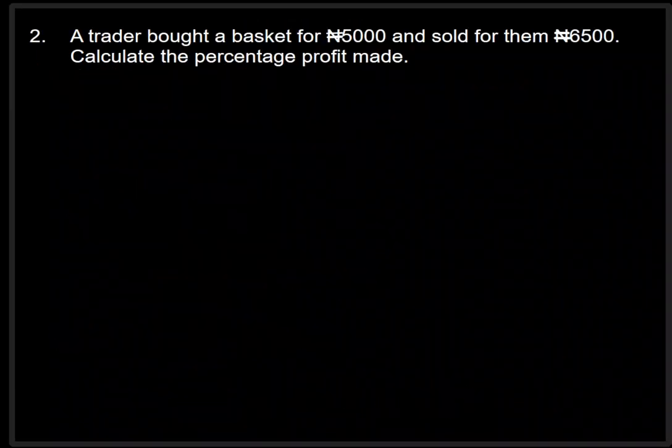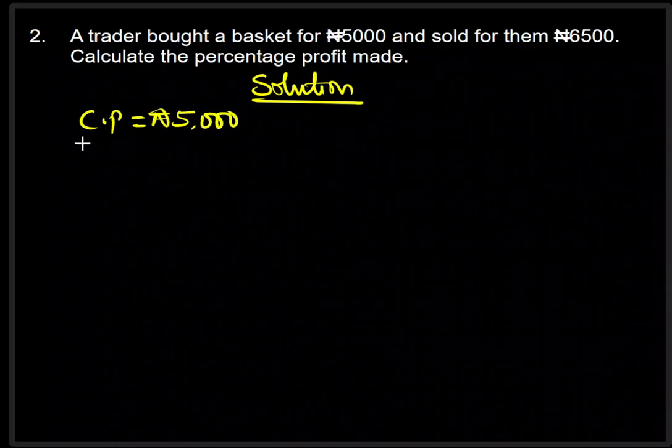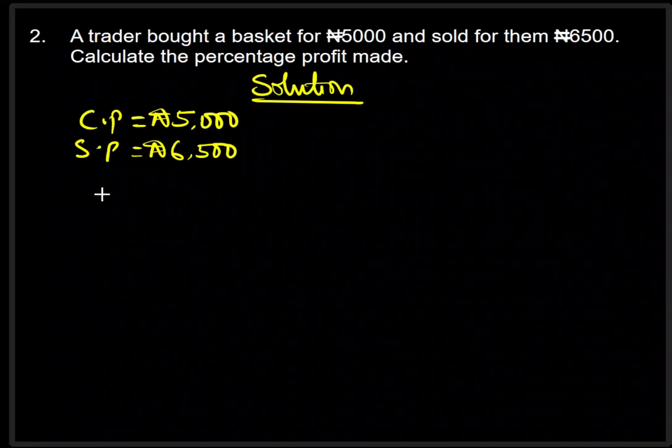Okay, let's move to number 2. A trader bought a basket for 5,000 naira and sold them for 6,500 naira. Calculate the percentage profit made. So we can see our cost price to be 5,000 naira, and then our selling price to be 6,500 naira. Alright, so calculate the percentage profit made.